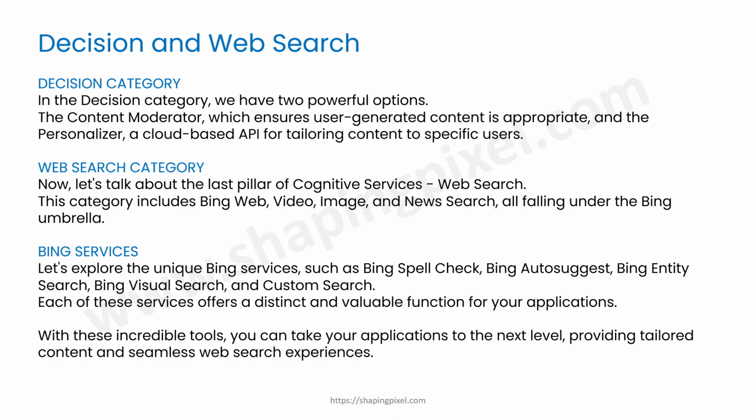Now let's talk about the last pillar of cognitive services, web search. This category includes Bing Web, video, image, and news search, all falling under the Bing umbrella. Let's explore the unique Bing services such as Bing Spell Check, Bing Auto Suggest, Bing Entity Search, Bing Visual Search, and Custom Search. Each of these services offers a distinct and valuable function for your applications. With these incredible tools, you can take your applications to the next level, providing tailored content and seamless web search experience.